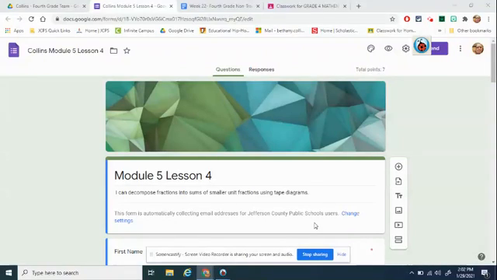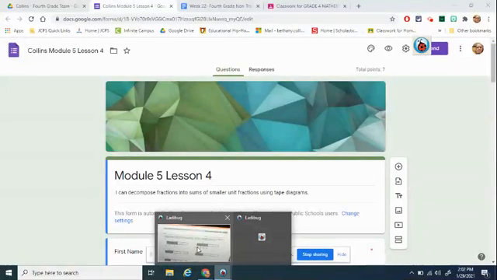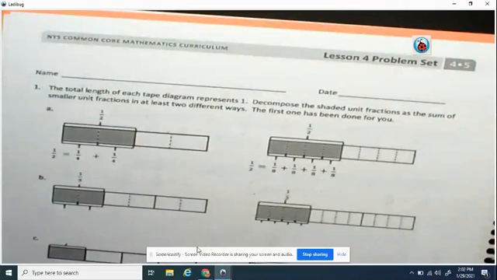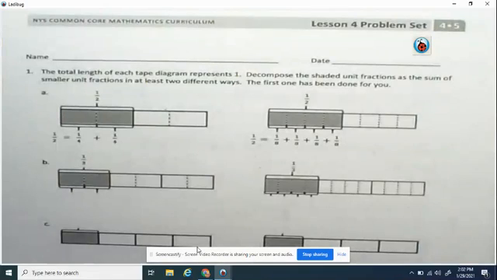Guys, we're getting ready to do Module 5, Lesson 4. And in this lesson, we're going to learn how to decompose a fraction into smaller fractions, which basically means we're making equivalent fractions, okay? So we're decomposing and we're making equivalent fractions.